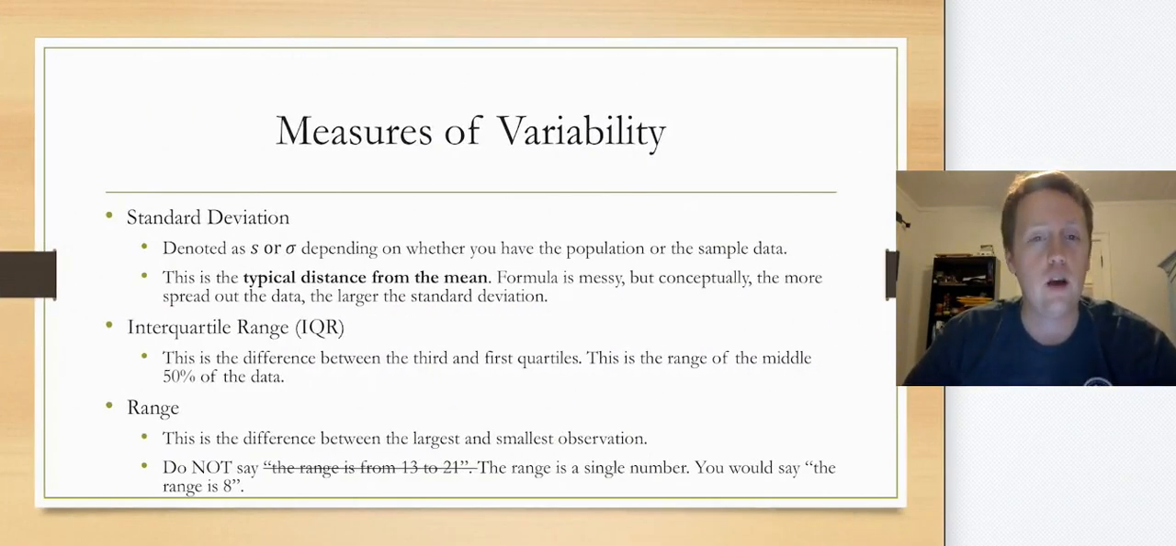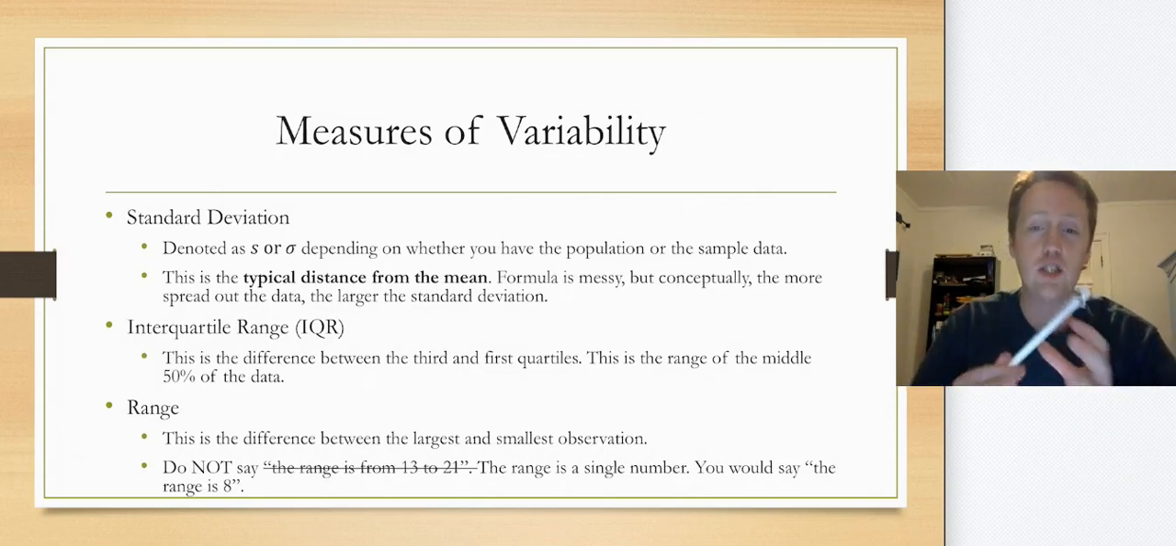First one, the one that we talk about constantly, we use it so much, is the standard deviation. It's denoted as s if it's the sample data, sigma if it's the population data. The way that we interpret this is the typical distance from the mean. It changes based on your context. Make sure you always include context. But standard deviation is the typical distance from the mean. The more spread out the data, the higher your standard deviation. The more clustered your data, the lower the standard deviation.